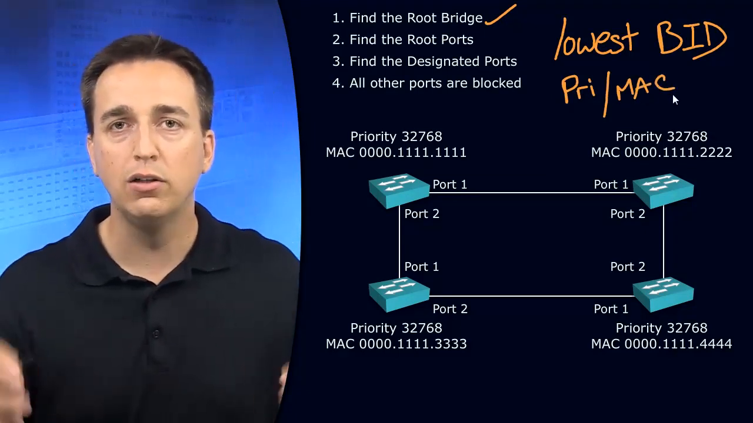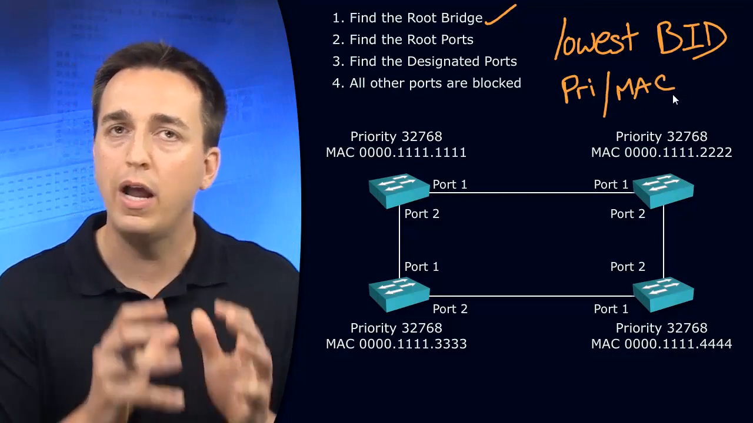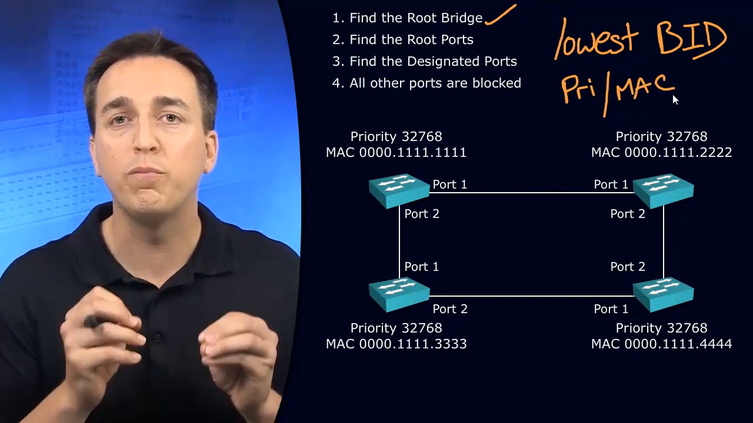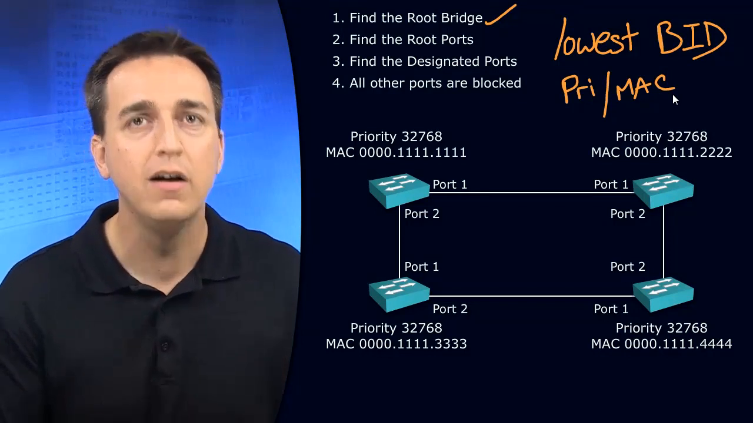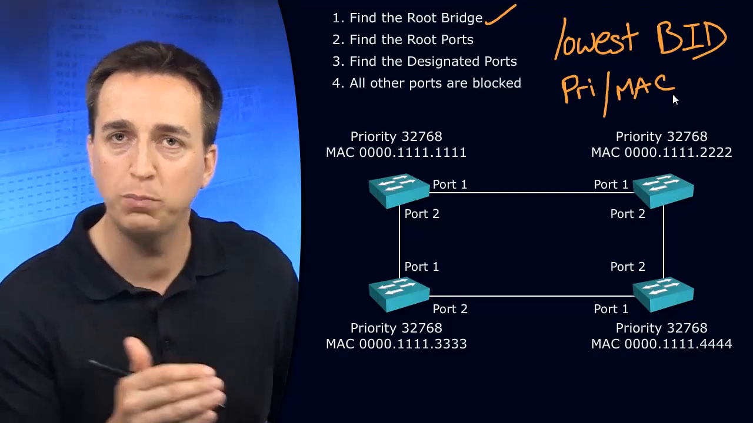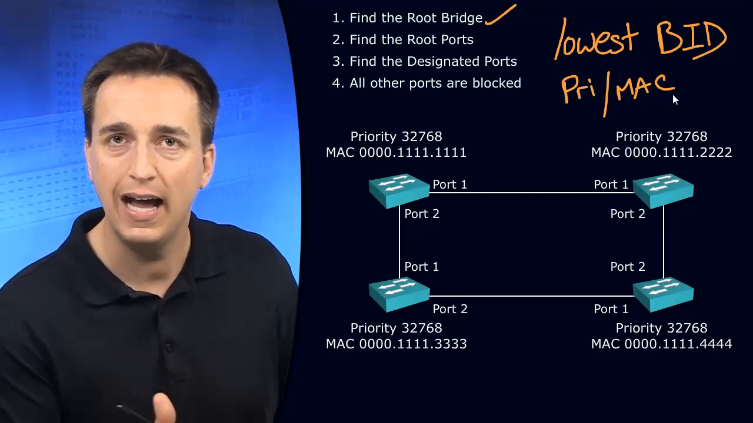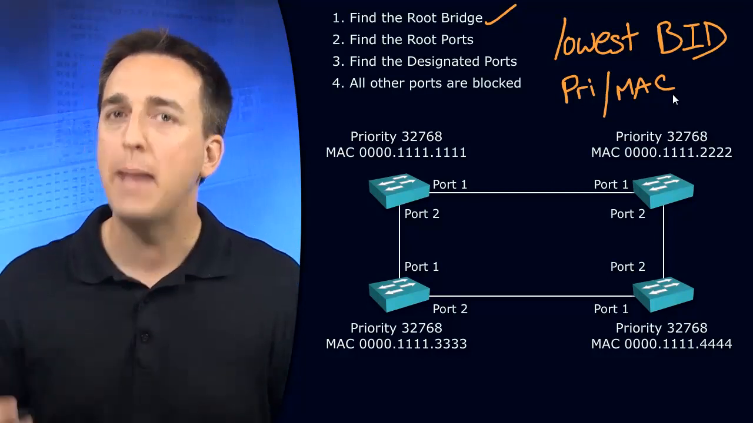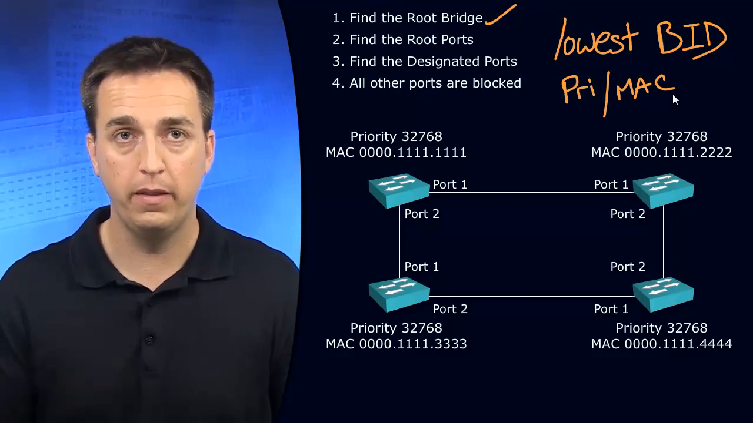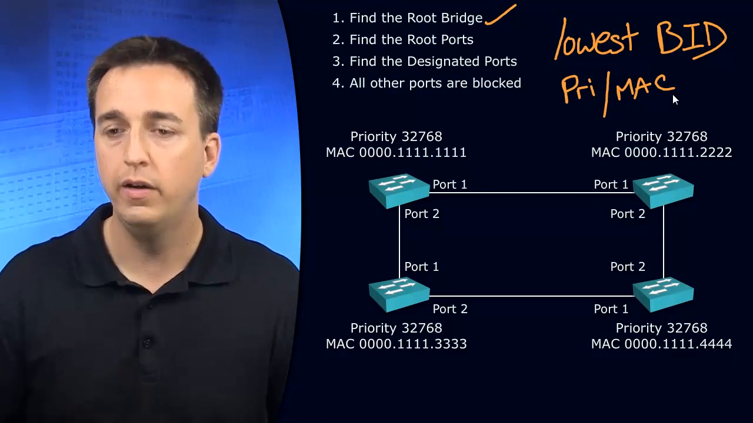But it's not looked at together. Priority is examined first, and if priority is tied, then MAC address is examined. So lowest priority wins. If it's tied, then lowest MAC address wins. Now be careful here. Be very, very careful.